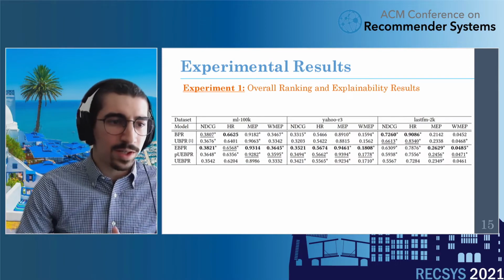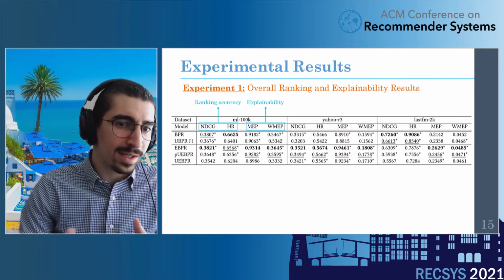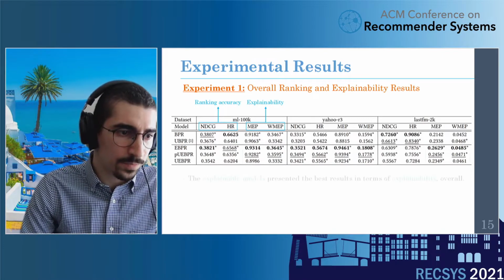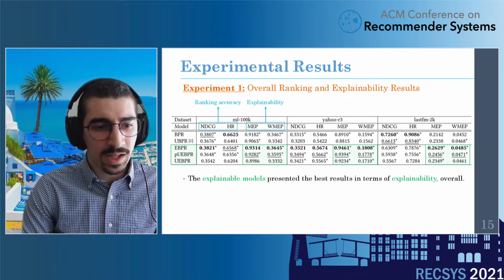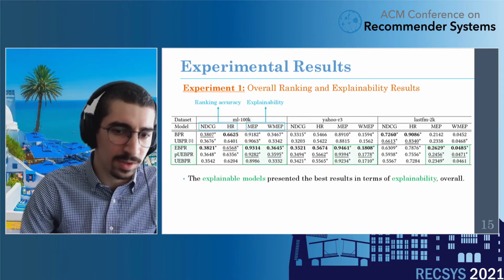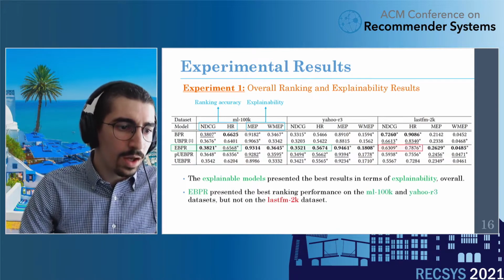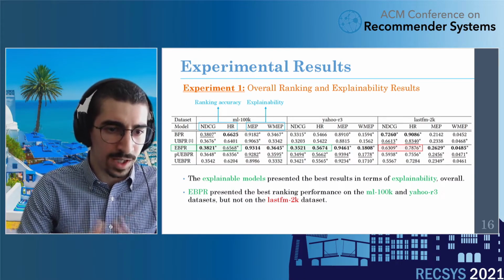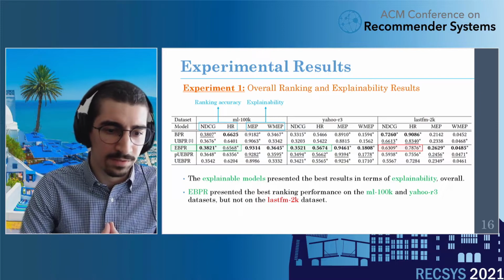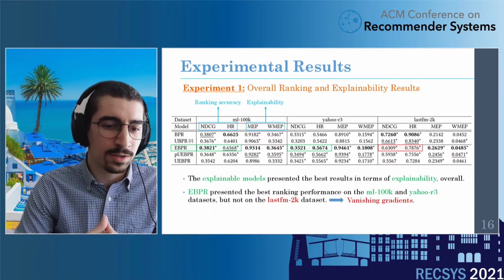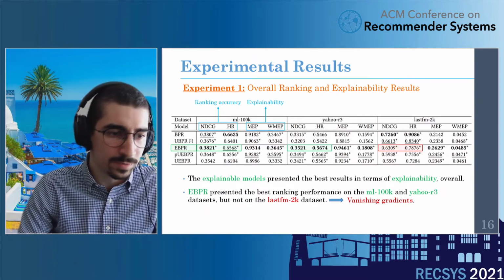In the first experiment, we aim to assess the overall ranking and explainability performance of the different approaches. First thing to note is that the explainable models presented the best results in terms of explainability overall. Also, EBPR presented the best ranking performance in the first 2 datasets, however, not on the LastFM2K dataset, and we're going to see later that this is related to the vanishing gradients problem.